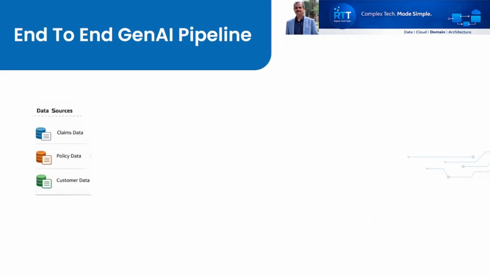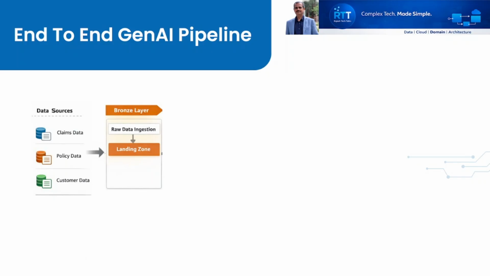So let's start with the data sources. As a part of the insurance domain, a few of the components I have taken here are claim data, policy data, and customer data. In a real world system, this data might be sitting in any one of these systems like databases, APIs, or files. Now this data does not directly go into the analytics. It first comes into something which is called the landing zone.